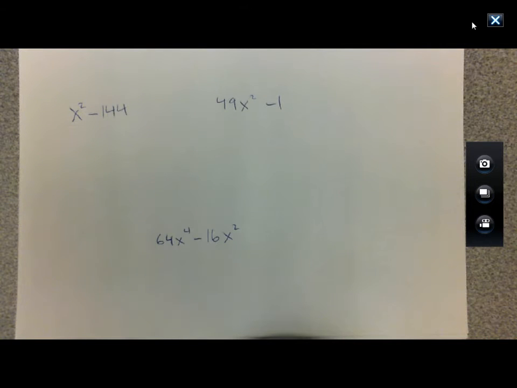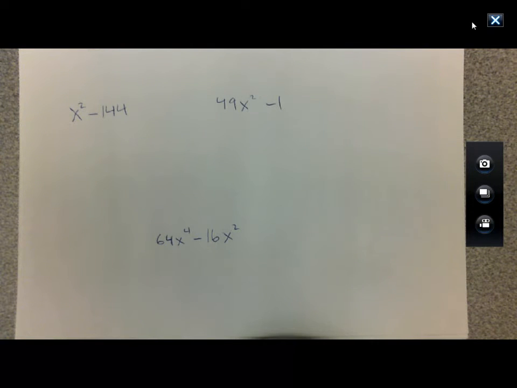We've got x squared minus 144, 49x squared minus 1, and 64x to the fourth minus 16x squared. One thing that I want to point out right away is that this method only works when it's subtraction, when it's a difference. And it also only works when the two terms are both perfect squares. So if you don't recognize your perfect squares, it makes it a little bit more challenging. That's one thing to keep up with, your multiplication table, basically.